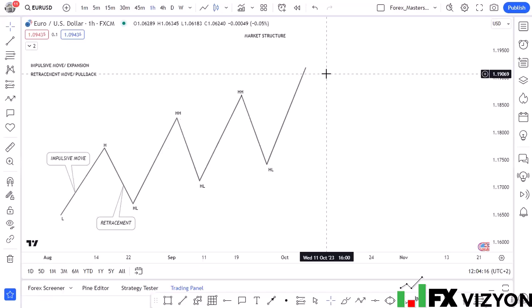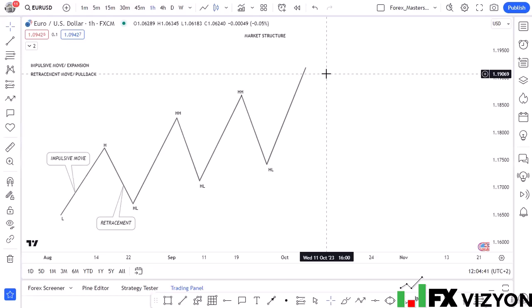And then I also said that an impulsive move, or rather expansion, is the move that goes to create a new high if the market is in an uptrend. So we are going to be seeing new highs. Then I said a retracement or a pullback is the move that goes to retest the previous low in order to create a higher low. So this is what we have in an uptrend market.